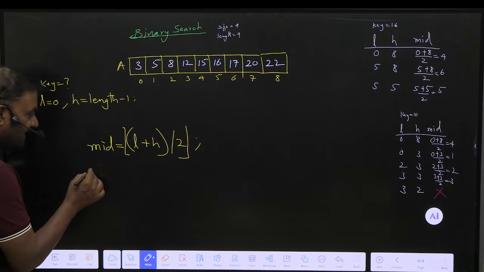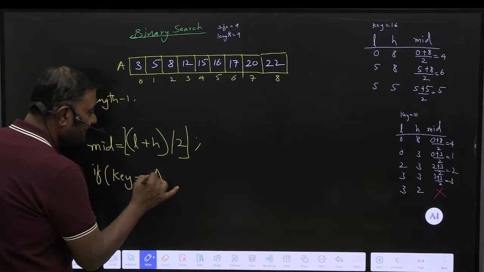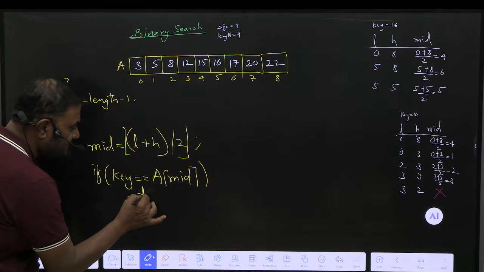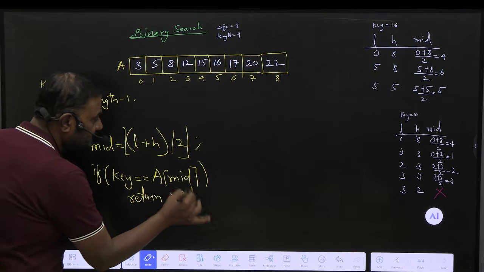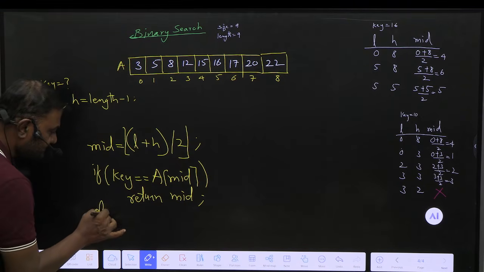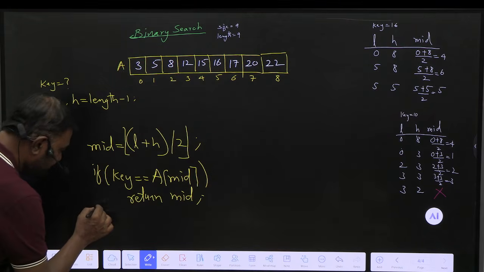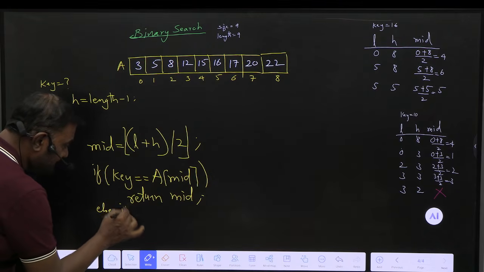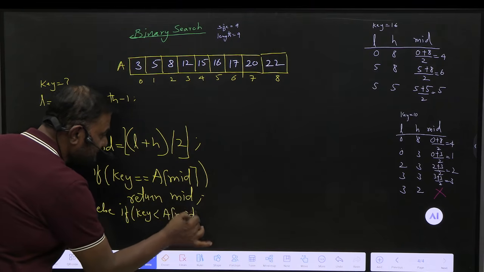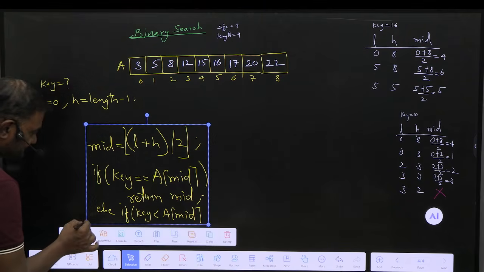We'll find out mid and check if key is found at A of mid. Is it at A of mid? If yes, then just return the index of the element found. The index is mid. If not, then else, what could be the possibility? If key is less than A of mid, then what should you do? I've taken a bigger size actually.